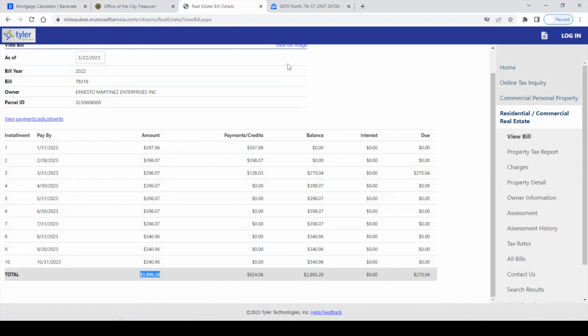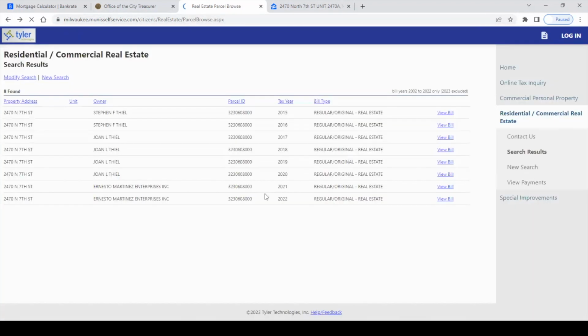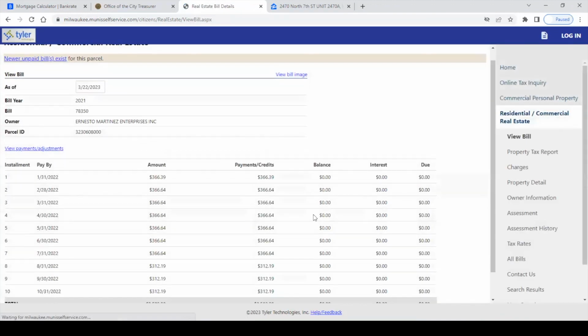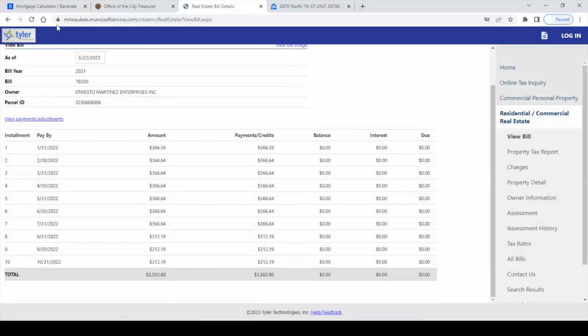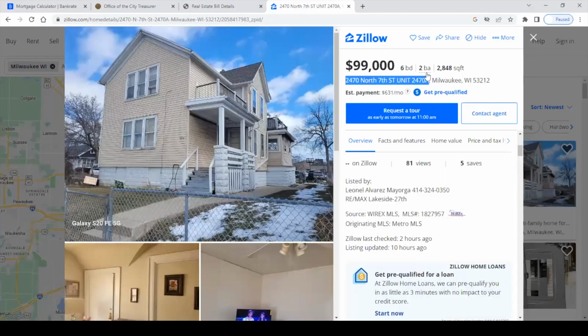Yeah, $3,800. And then we can also just go back to a prior year to get a feel for how much the taxes increased from last year. 35, so it went up about $300 or so. All right, so now we know what the taxes are. So that's one quick way to find your taxes on the property.